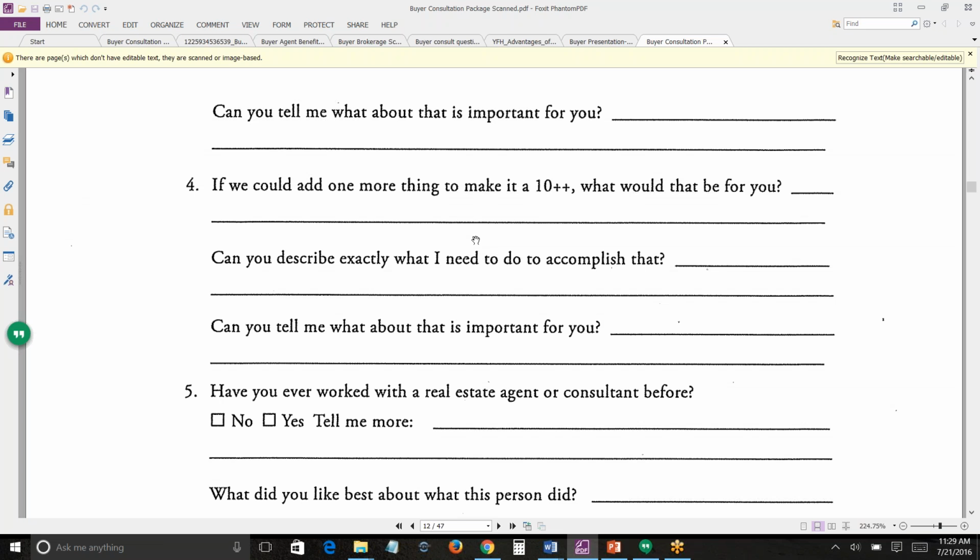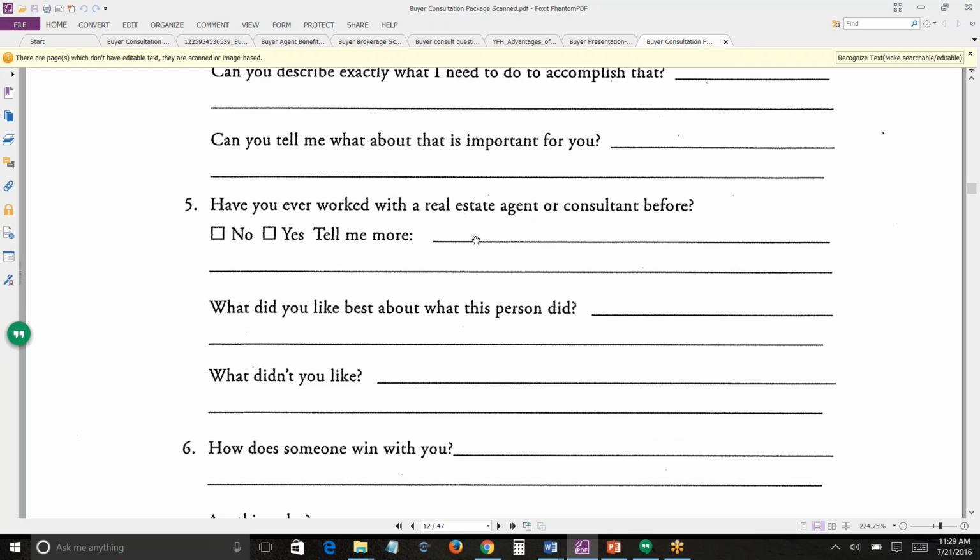By the way, do you think most real estate agents have this conversation? How many of you have worked with a buyer? Did you have this conversation? No. Most people do not. Have you ever worked with a real estate consultant or agent before? Yes or no? Great. If they say yes, tell me more. No, can you tell me more? Did you buy a house? Have you ever bought a house without one? What did you like about this person? What didn't you like? By the way, this pattern is very similar to what I would do on a listing appointment. Have you ever sold a house before? Yeah. Cool. What did you like? What didn't you like? Right. Do you understand if we ask enough questions, they're going to tell us how to sell to them.